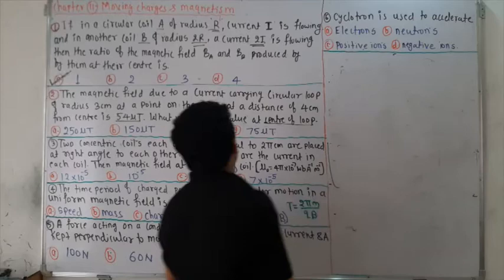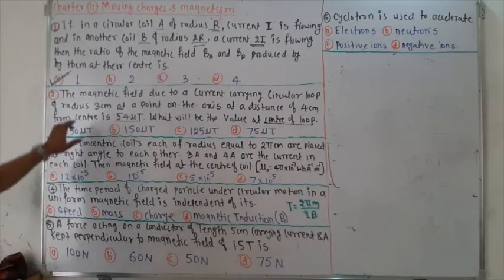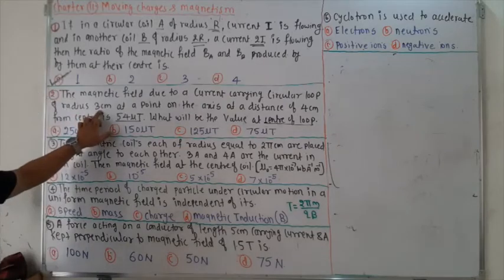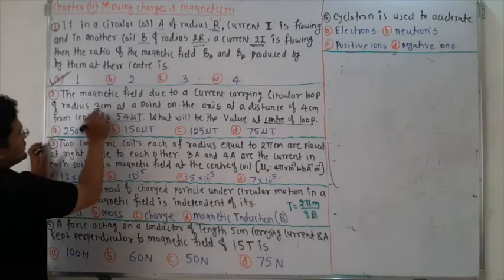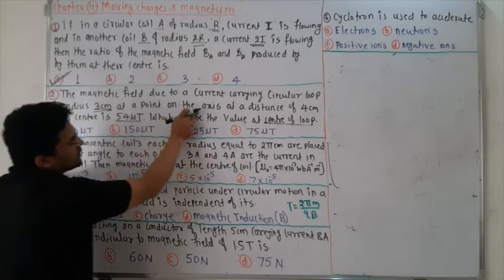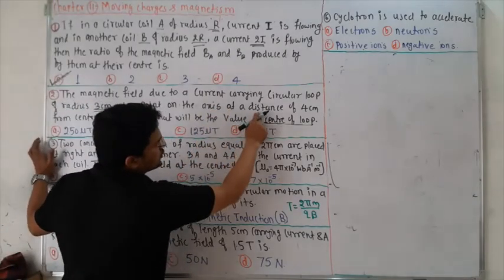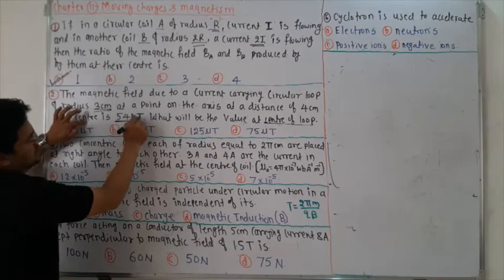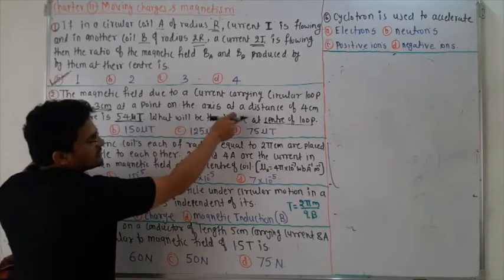It is also for the circular coil. A magnetic field due to a current carrying circular loop of radius 3 cm, at a point on the axis at a distance of 4 cm from the center, is 54 micro Tesla. What will be the magnetic field at the center of the loop?